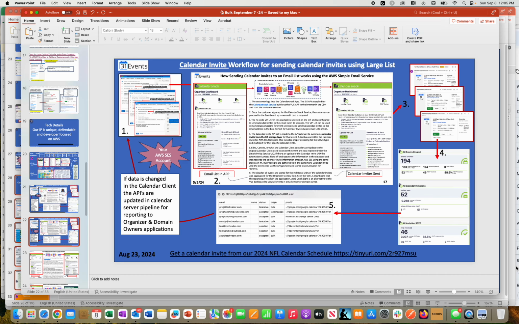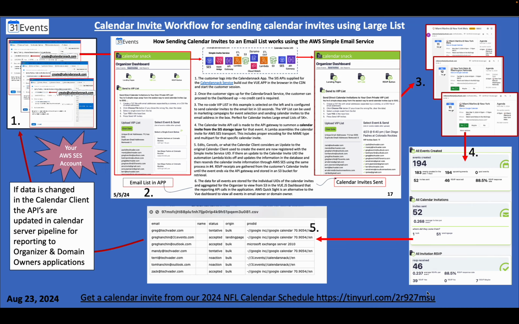What I'm going to show you real quick is a messaging flow that we've built, which essentially shows you how to upload an email list into a dashboard to send bulk calendar invites to a particular event. This was invented by us, and we continue to perfect it. This particular demo schedules games for the NFL.